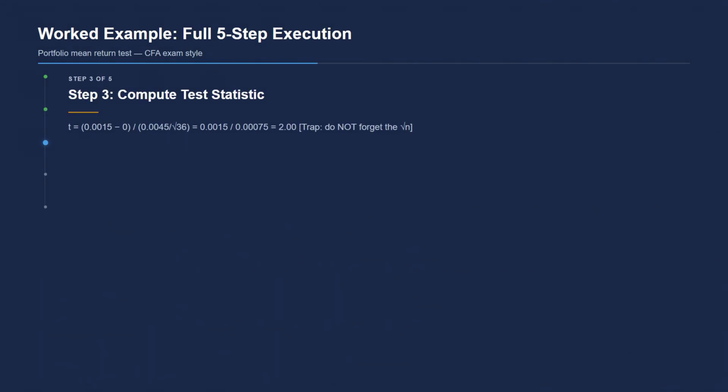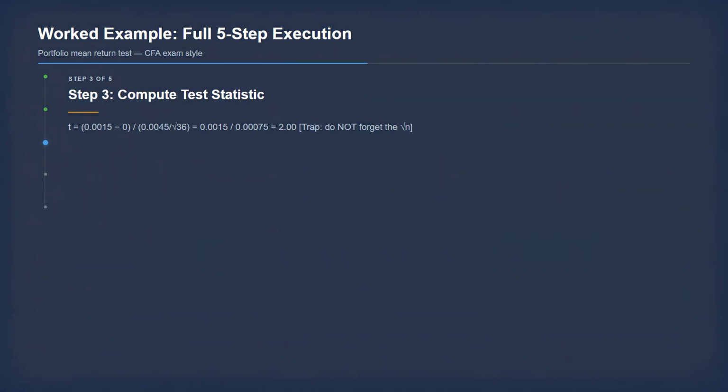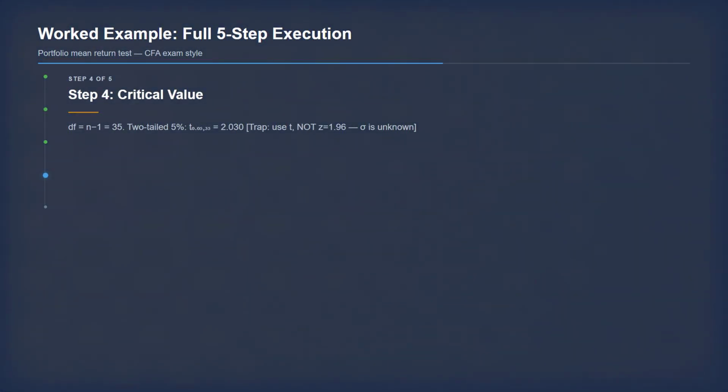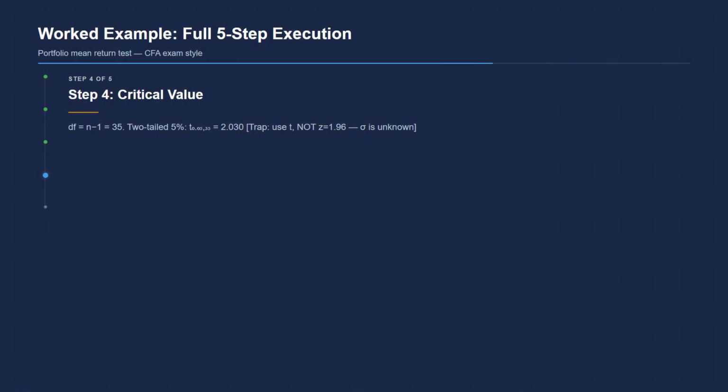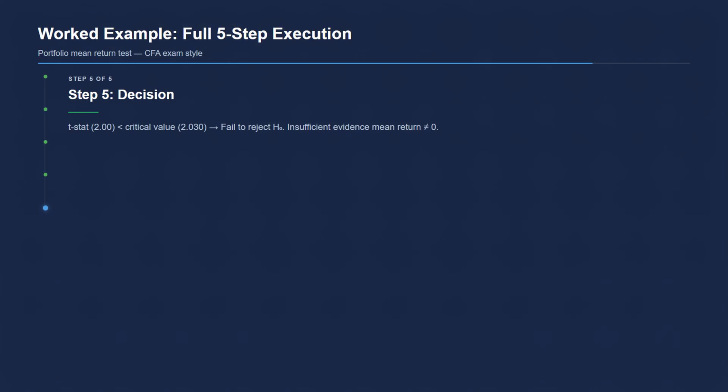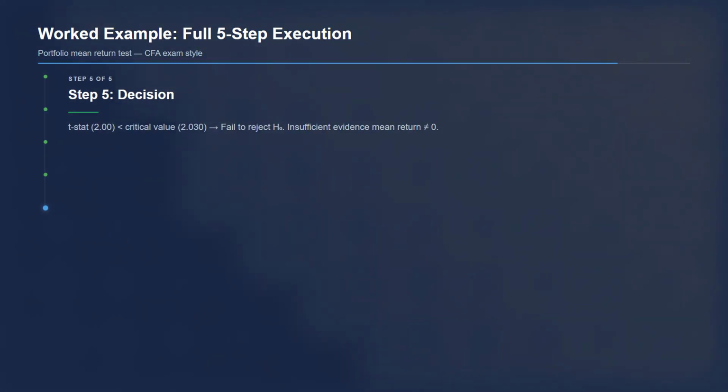Step 3, test statistic. T equals 0.0015 minus 0, divided by 0.0045 divided by root 36. That denominator is 0.0045 divided by 6, which equals 0.00075. T equals 2. Step 4, degrees of freedom equals n minus 1 equals 35. Two-tailed T critical at 5% with 35 df equals 2.03. Step 5, T stat of 2 is less than critical value of 2.03. Fail to reject H0. Insufficient evidence that mean return differs from 0.